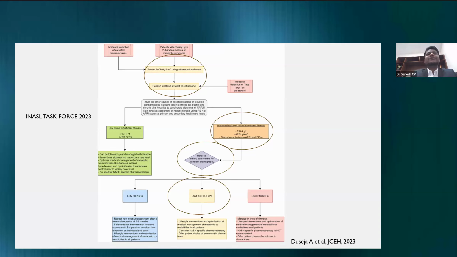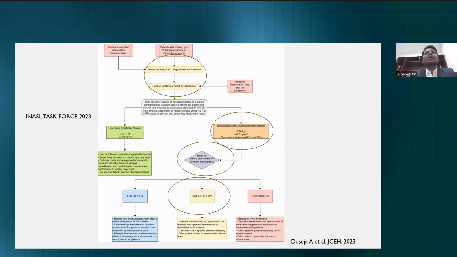Apart from lifestyle, if the patient's LSM is between 8.2 and 13.6, those are the patients who will benefit from pharmacotherapy. Any patients with more than 13.6 have not been shown to benefit from pharmacotherapy. Still, this was derived from our Indian population. Some studies suggest we can extend this to 10 to 20. So the take home message is 10 to 20 kilopascal, that is, an LSM value between 10 and 20.